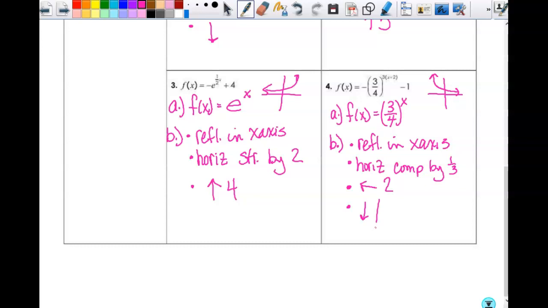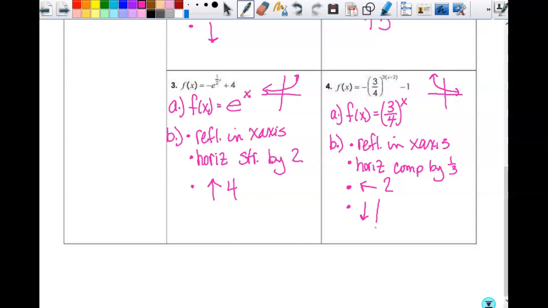What questions do you have? Nathan asked me a question. I can tell by the look on your face. What happened with the 3/4? That's the base. You got it? Okay. Any other questions?